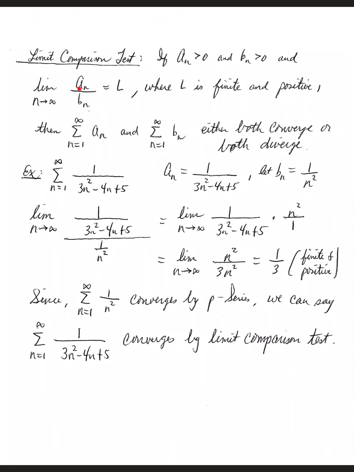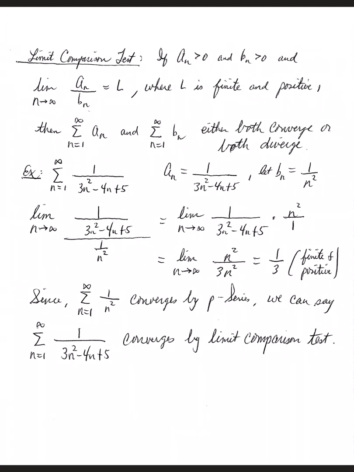So you take the term given in your problem, create one that's similar, and if that ratio when n goes to infinity comes out with a finite positive value, then both the one given, the infinite series given, and the infinite series you choose will either both converge or both diverge.